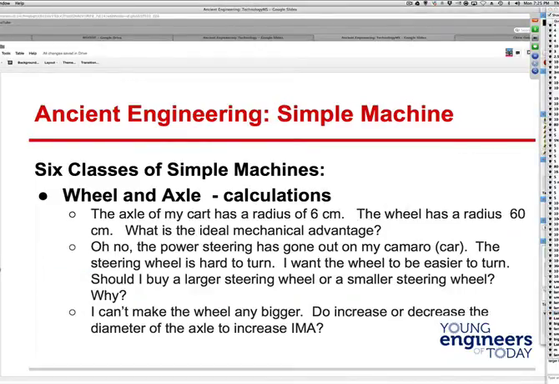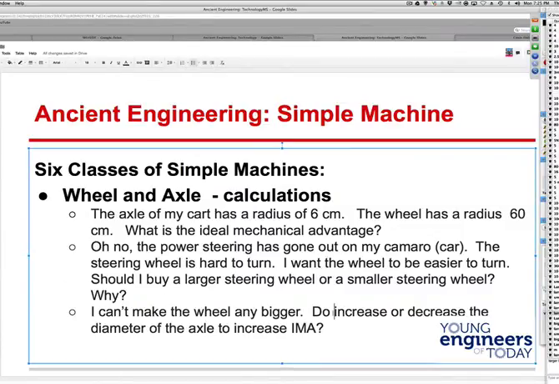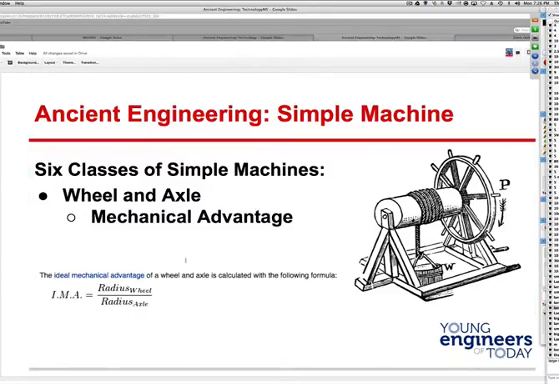I can't make the wheel any bigger. Do I increase or decrease the diameter of the axle to increase IMA? Look at that formula. Do I make the axle bigger or smaller? Let's look at our formula one more time. Do I want the radius of that axle to be bigger or smaller?